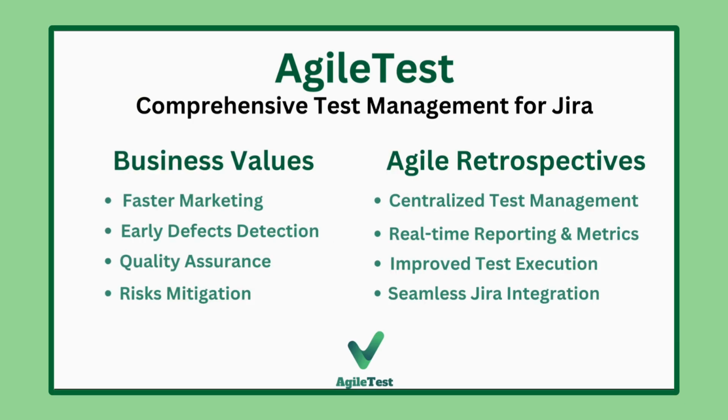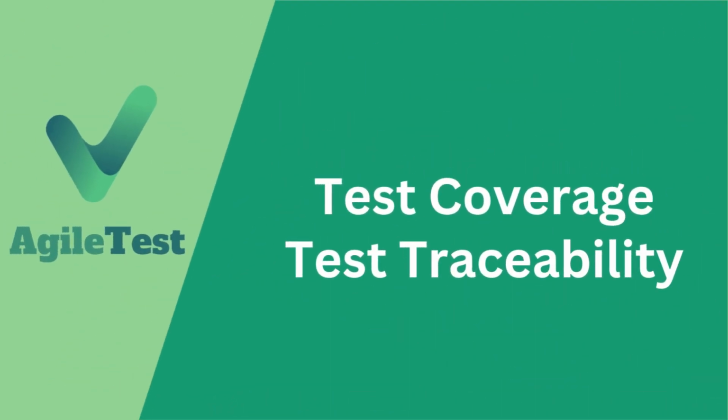To sum up, Agile Test is a comprehensive test management tool for Jira. It has business values such as faster time to market, early defect detection, continuous quality assurance, and mitigation of risk. And when talking about agile retrospectives, it has centralized test management, real-time reporting and metrics, improved test execution, and seamless Jira integration. We also want to announce the upcoming features, test coverage and test traceability.